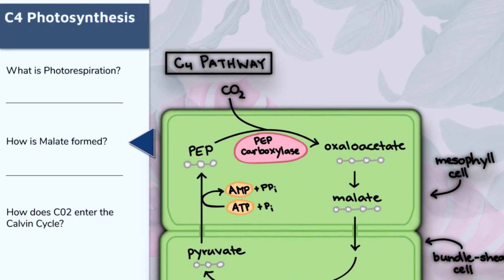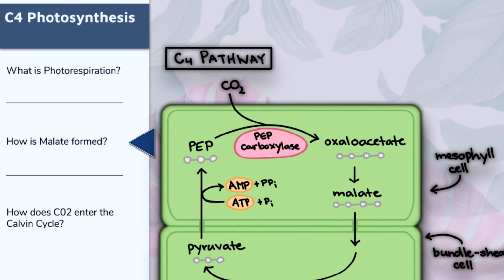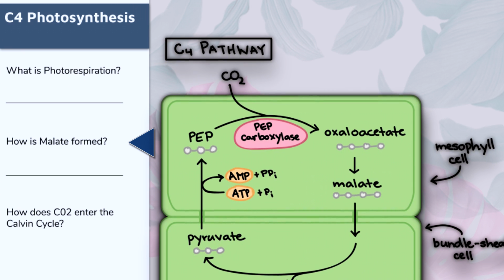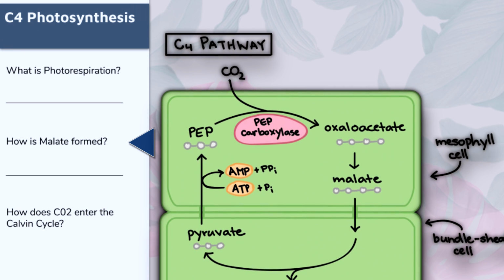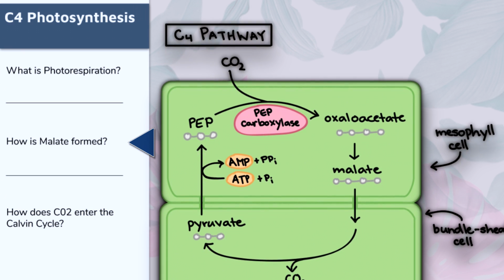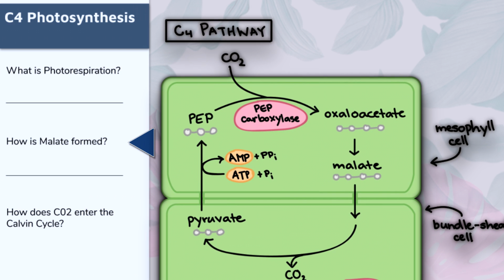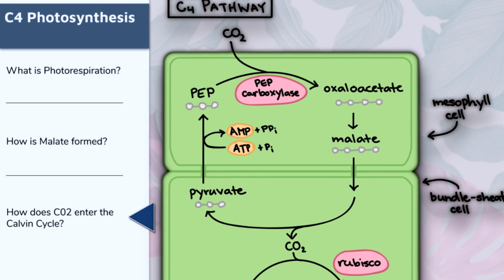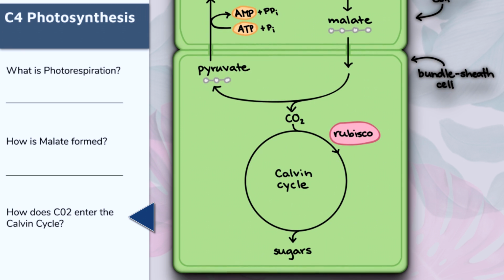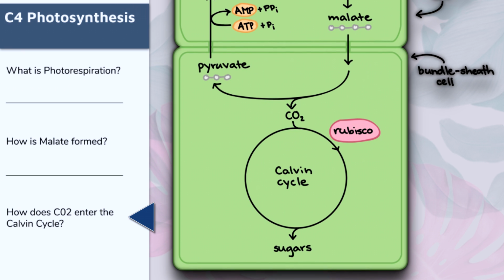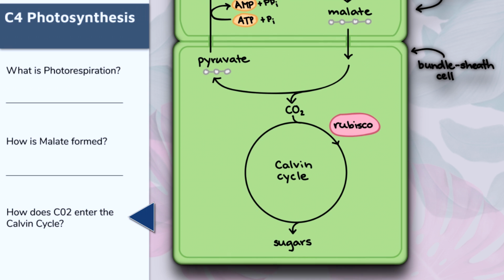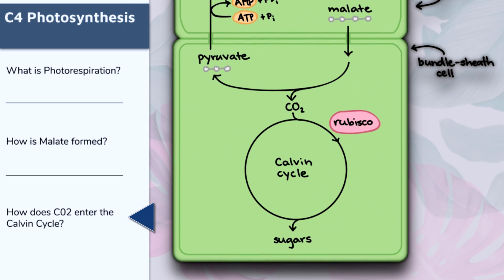Oxaloacetate is the first stable compound in the pathway, and it has 4 carbons, which is why the pathway is called the C4 cycle. The oxaloacetate is then reduced into malate or malic acid by the reducing agent NADPH2. The malate is pumped into the bundle sheath cells where decarboxylase removes the CO2 and leaves pyruvate or pyruvic acid. Here in the chloroplasts of the bundle sheath cells, CO2 finally enters the Calvin cycle, and we see the second event of carbon fixation occur.